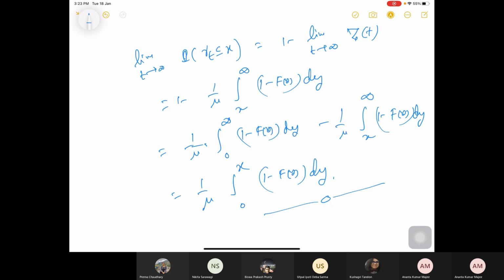Okay, so this completes the proof of the limiting distribution of excess life or the residual life for a renewal process. This is the case when mu is finite, because mu is the expectation of Ti, which is given to you as finite. Hence the limiting distribution of the excess life or residual life of a renewal process is given by 1 by mu times the integral over 0 to x of 1 minus F(y) dy, where F is the common distribution function of the interval times. The thing here is that F should be non-lattice. Okay, F is non-lattice. Yeah, so I stop now.